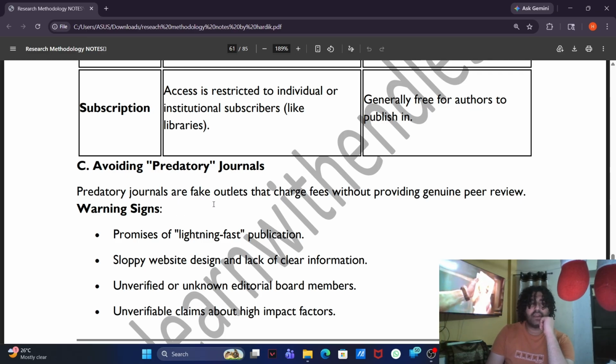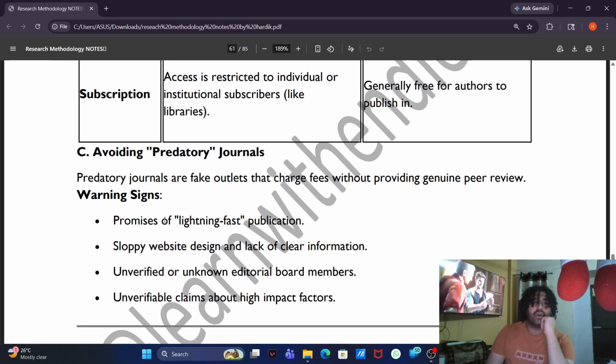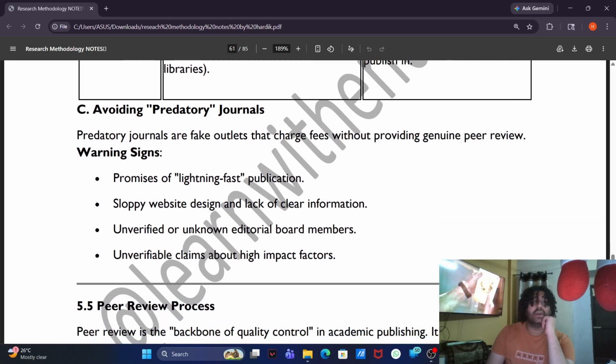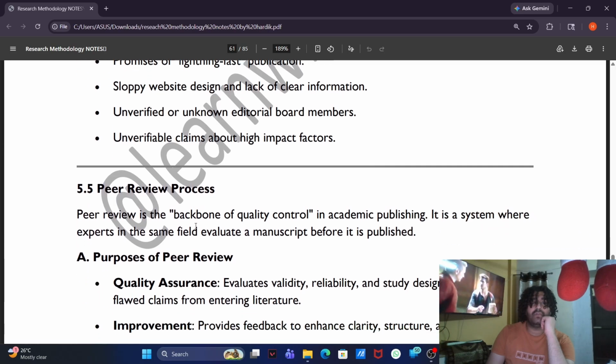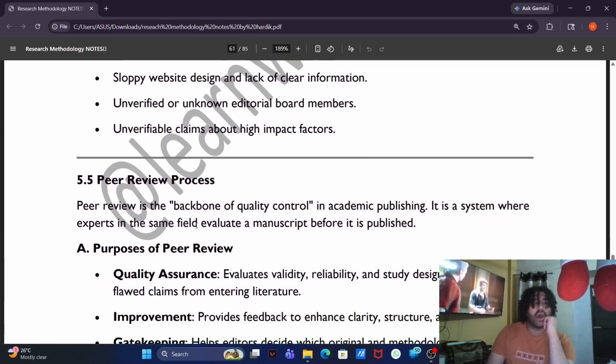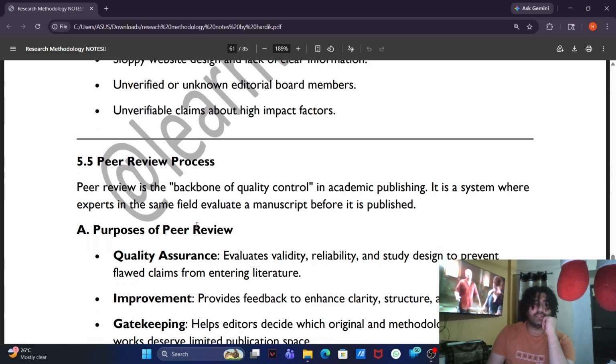Next subtopic, avoiding predatory journals. Predatory journals are fake outlets that charge fees without providing genuine peer review. Warning signs: promises of lightning fast publication, sloppy website design and lack of clear information, unverified or unknown editorial board members, and unverifiable claims about high impact factors.